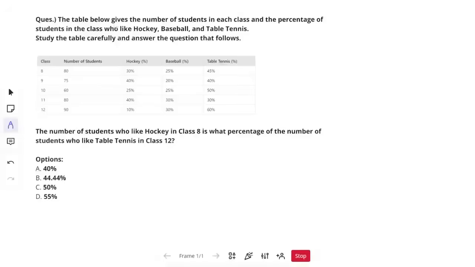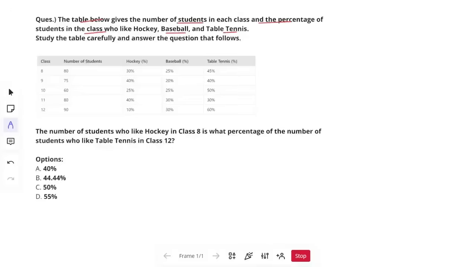Let's look at this question that we have. The table below gives the number of students in each class and the percentage of students in the class who like hockey, baseball and table tennis. Study the table carefully and answer the questions that follow. Basically, we are given the data of students in a class and their percentage, like who likes hockey, baseball and table tennis. We have this data in this table. What we are asked is: the number of students who like hockey in class 8 is what percentage of the number of students who like table tennis in class 12.